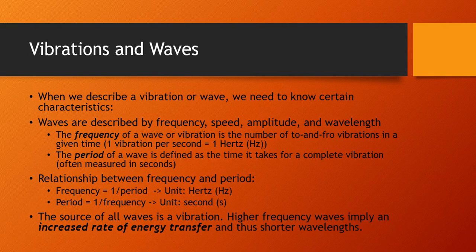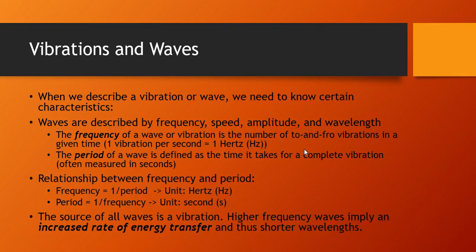The frequency is measured in vibrations per second or oscillations per second. And we give those units the measurement of hertz. So a frequency of 60 hertz would mean that it oscillates back and forth 60 times every second. Frequency of 120 hertz would mean it oscillates back and forth 120 times every second.